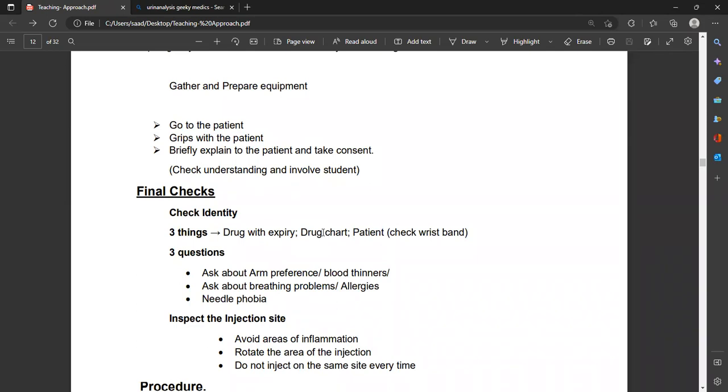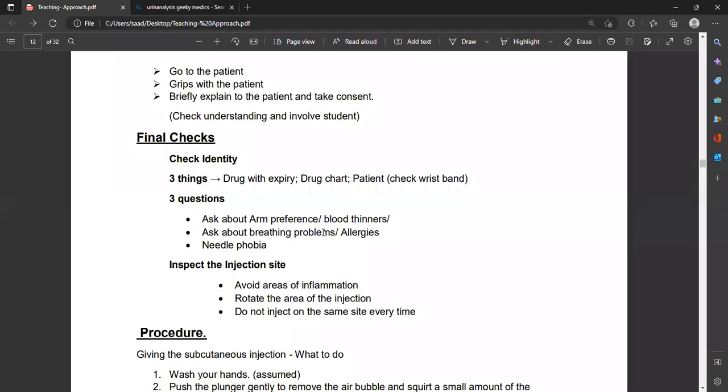And there are three questions. These three things are important: drug with expiry, drug chart, and patient. Check the wristband. And now three questions to be asked of the patient. Do you have any arm preferences? Some people like to be injected on the left side because they are right-handed and they do not want their right hand to be disturbed. So check arm preference. Ask about breathing problems. Allergies. Do you have any allergies?